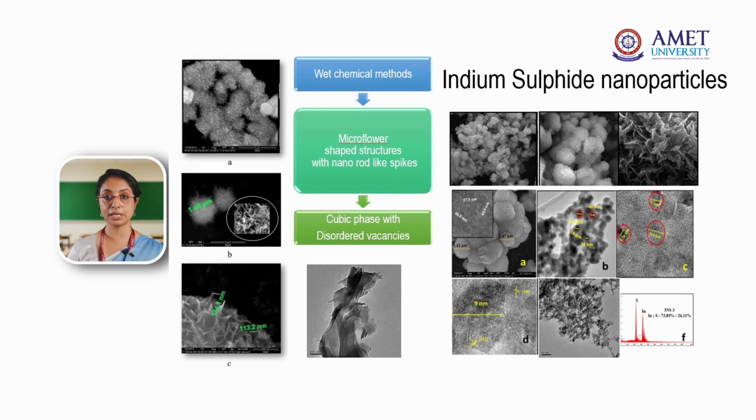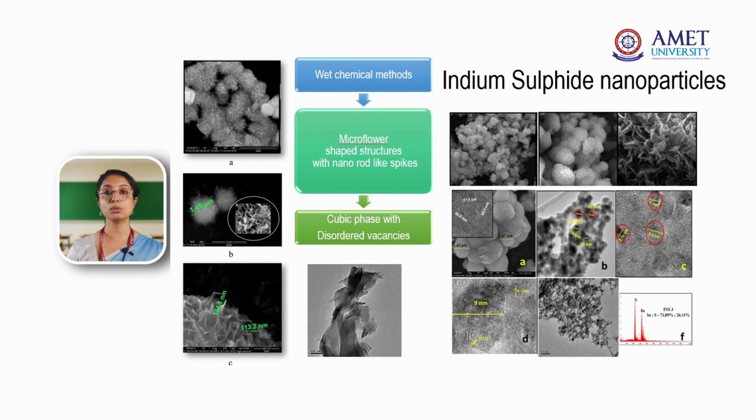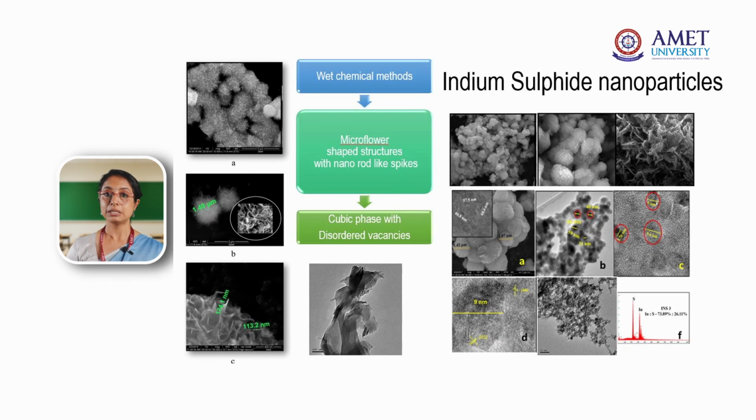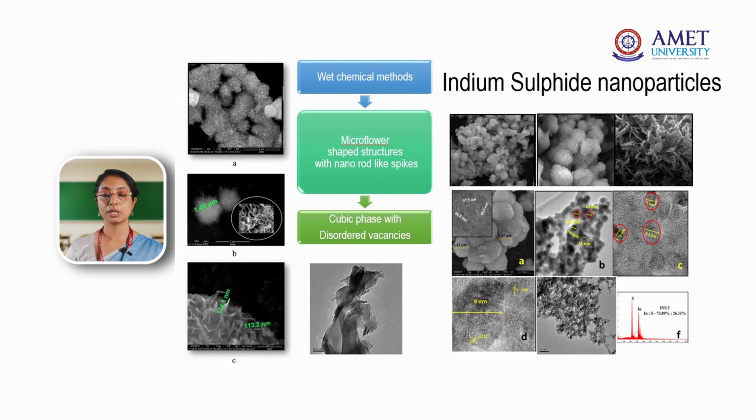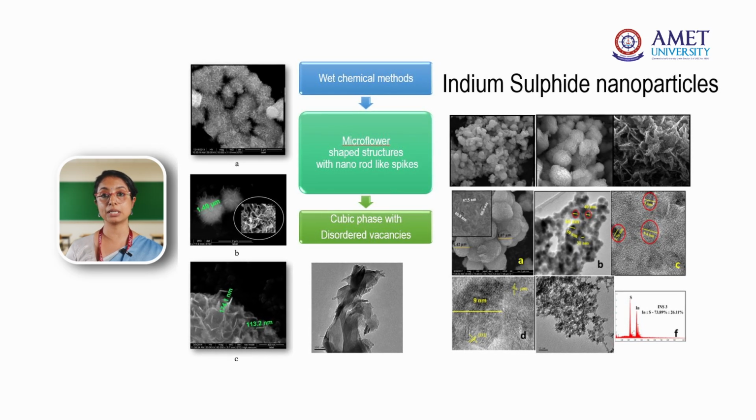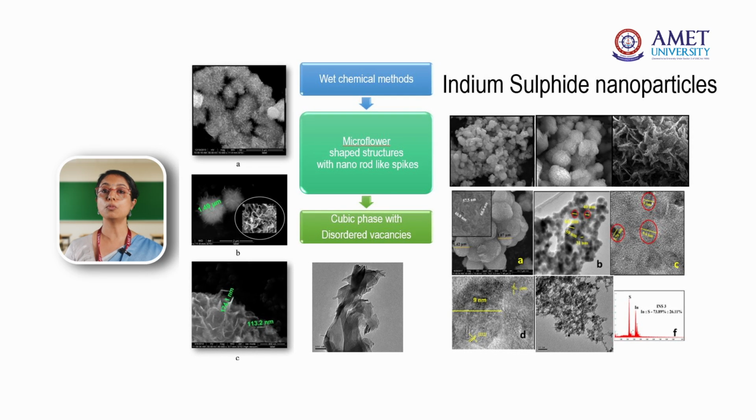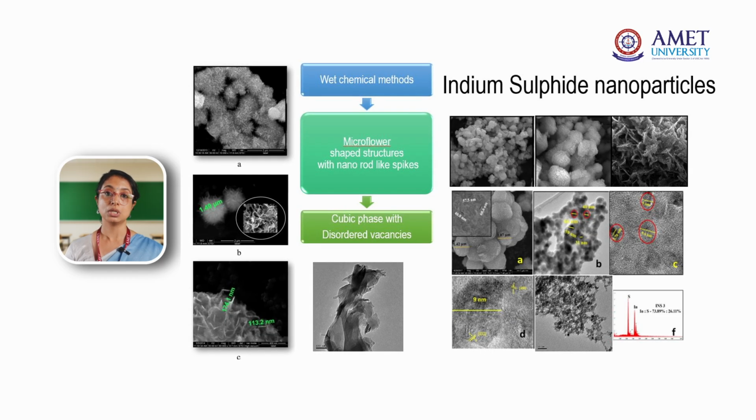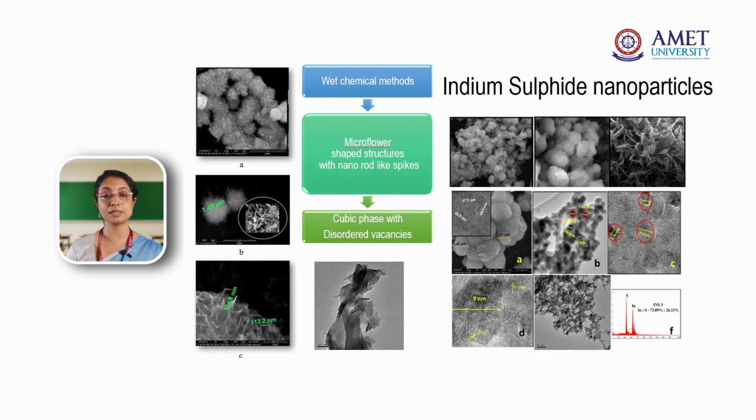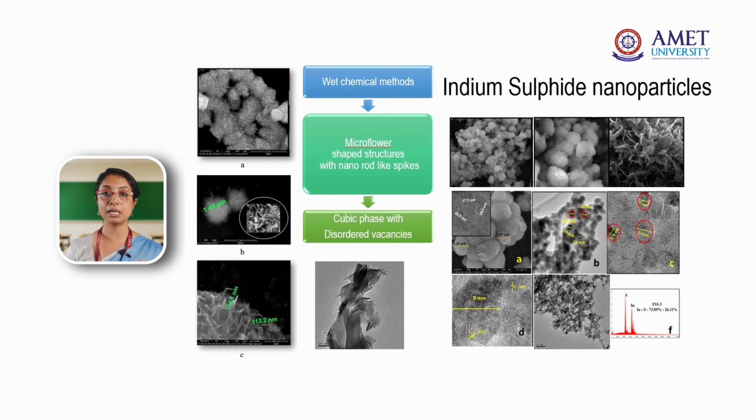For example, what you see on the screen are indium sulphide nanoparticles, which look like microflowers with spike-like features. These structures give rise to a large number of applications, and not just these indium sulphide particles, many compound semiconductor particles whose size and shape varies from flowers, rods, wires, meshes, have multiple applications.